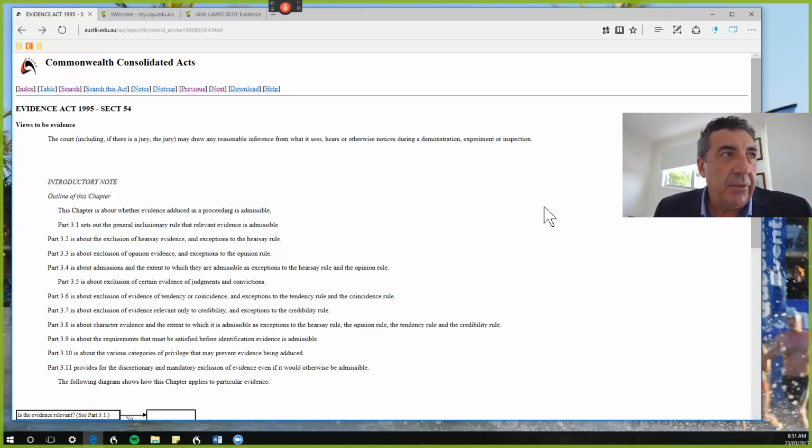Let's go back to the Evidence Act Commonwealth. And that act talks about the general inclusion that relevant evidence is admissible and the general exclusion that hearsay evidence generally is not admissible. Generally, opinion evidence is not admissible. And it talks about other issues that may result in evidence being deemed inadmissible. Let's have a look at the flowchart.